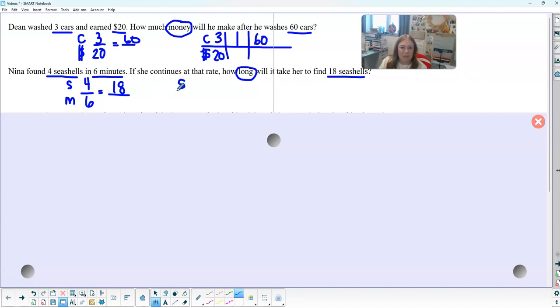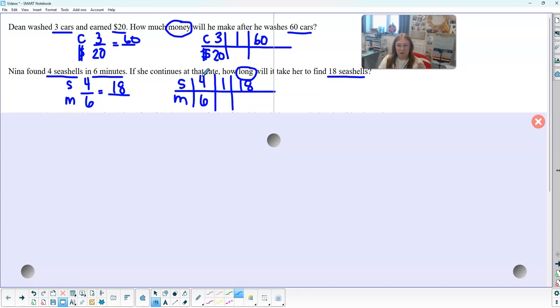We can also set it up as a chart. We have 4 seashells in 6 minutes. I want to know how long it's going to take to find 1 seashell first, so I can see we divide by 4. Divide by 4, it's going to give me a decimal number because I can't divide 6 by 4 perfectly. Then I can apply that to 18.